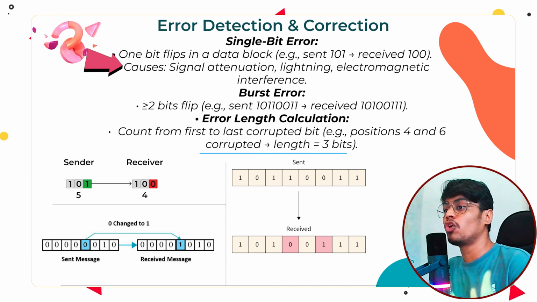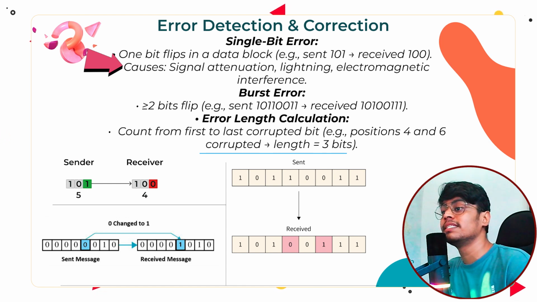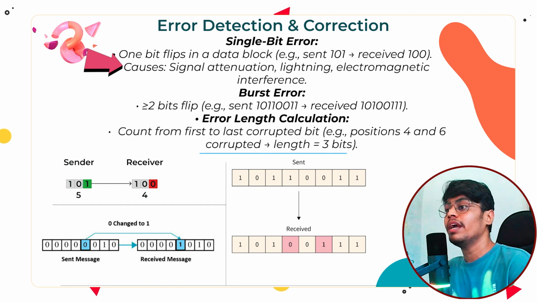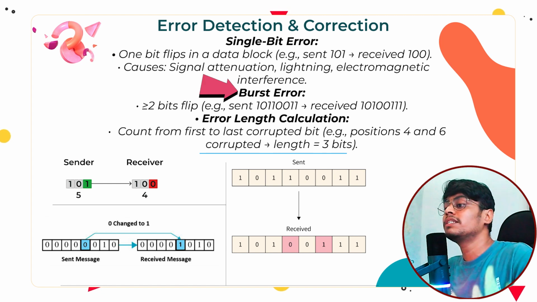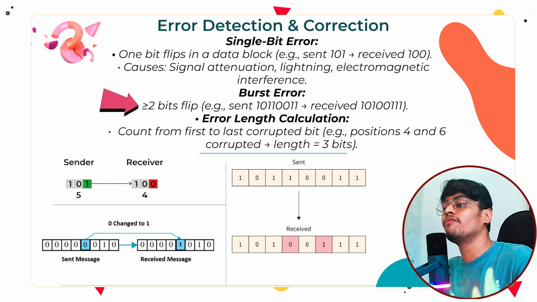So what we are talking about is how will the receiver know? That is error detection. And if it can also correct, that is called error correction. In single bit error, one bit is changing. Now let's talk about burst error. Burst error is where more than one bit is changing.